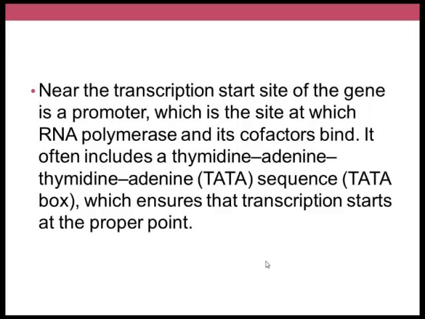This promoter ensures that transcription starts at the proper point. So it is like a landmark. When you are traveling somewhere between cities, you see a landmark or a milestone on the way that shows you are on the right track. And for the process of protein synthesis, the TATA sequence or TATA box ensures that transcription starts at the proper point, and RNA polymerase will bind at the proper point to start the process of protein synthesis.